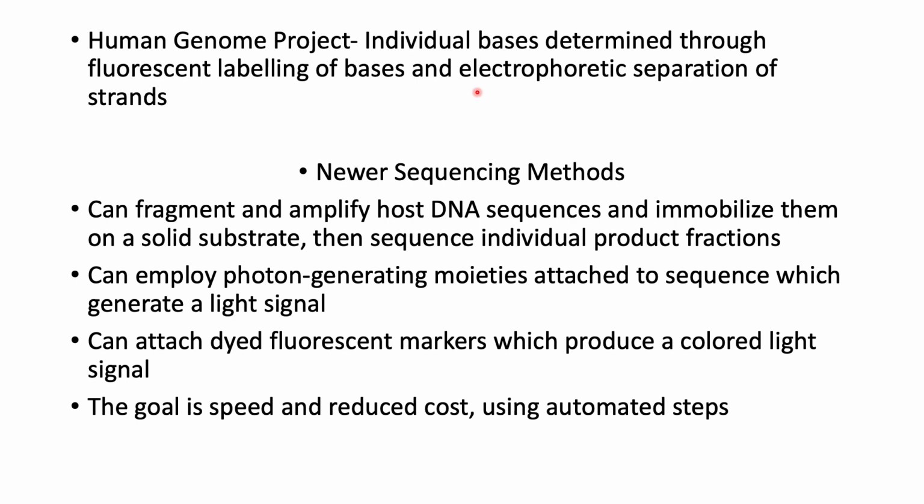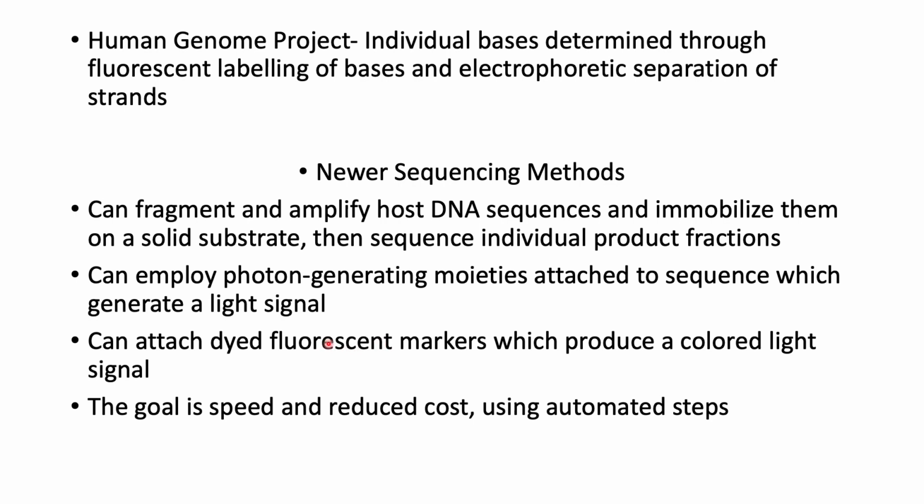The Human Genome Project was a situation where individual bases were determined through fluorescent labeling and electrophoretic separation of strands. So that was a technique that was used for the Human Genome Project. More recently, you can fragment and amplify host DNA sequences and immobilize them on a solid substrate, and then sequence individual product fractions. You can also use photon-generating moieties attached to the sequence. So this is an element where you can determine through chemiluminescence or phosphorescence a structure to which you've added a sequence and attached a label.